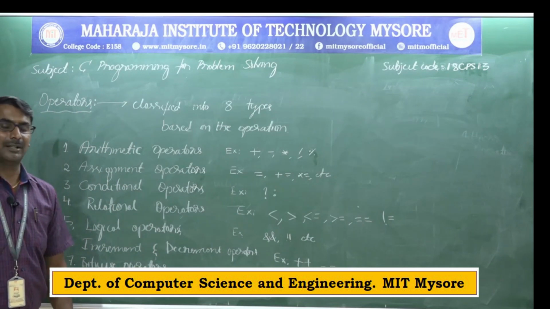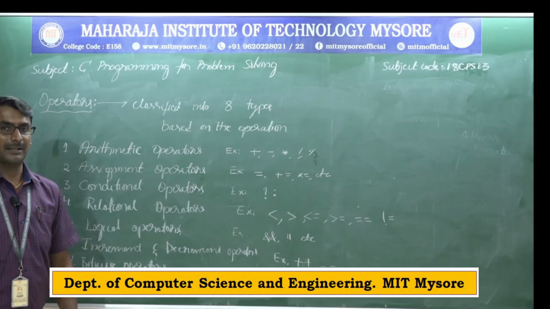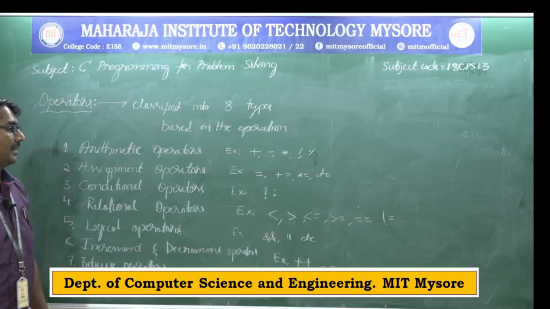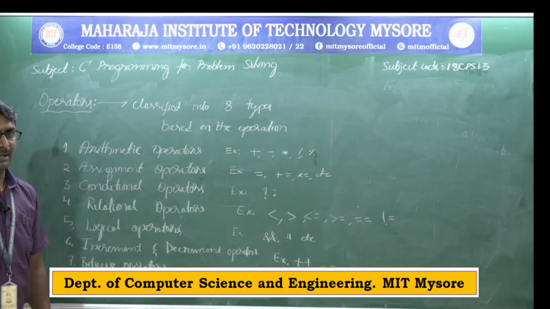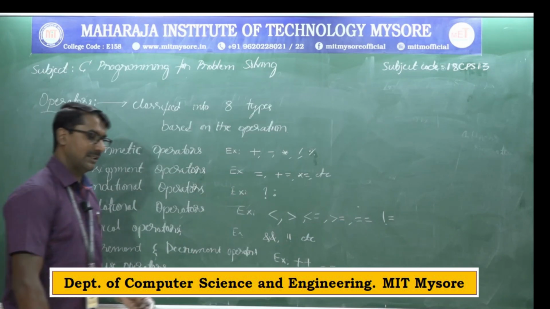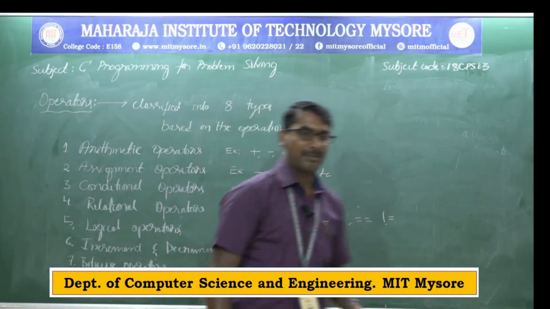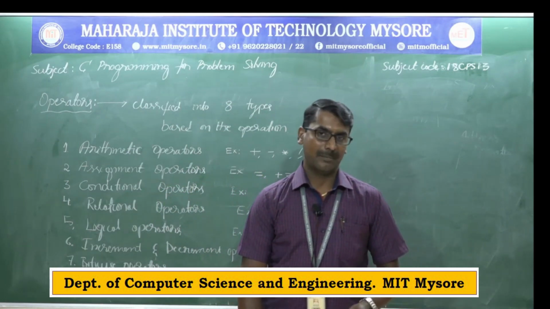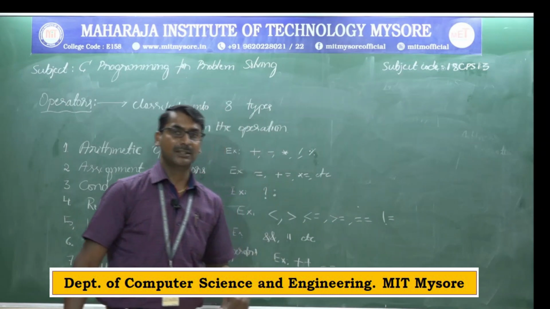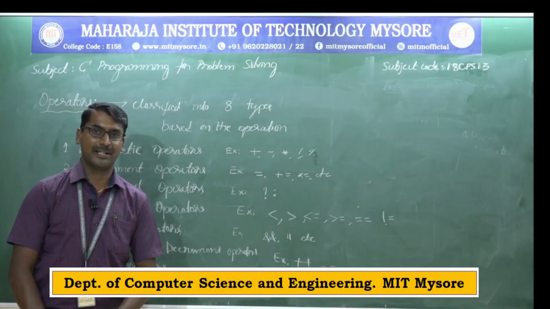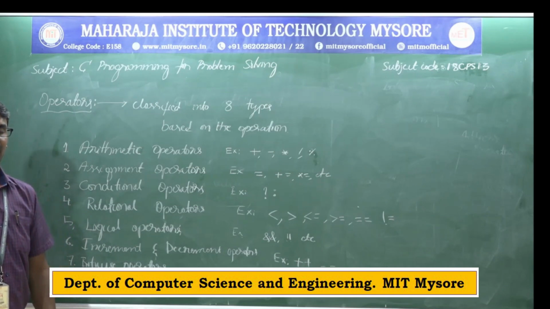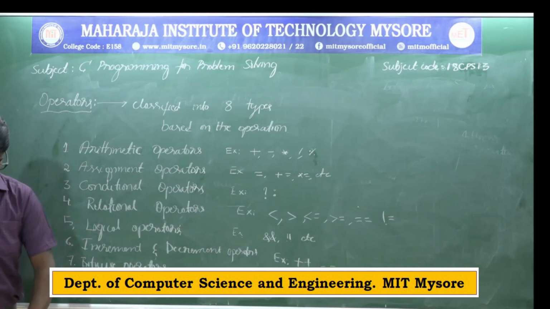These operators are also classified into 3 different categories based on the operands the operator uses. How many operands does the operator use? Based on that, the operators are classified into unary operator, binary operator, and ternary operator. So here the operators are classified based on the number of operands.